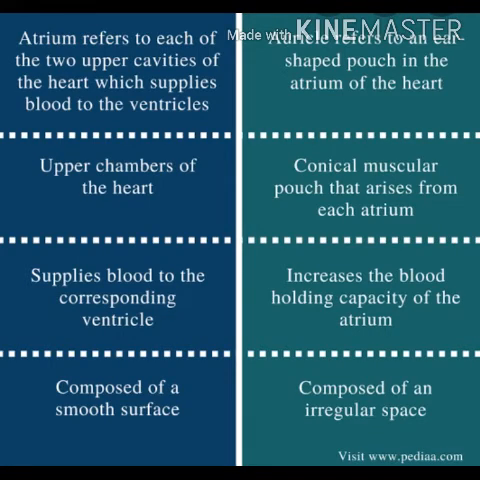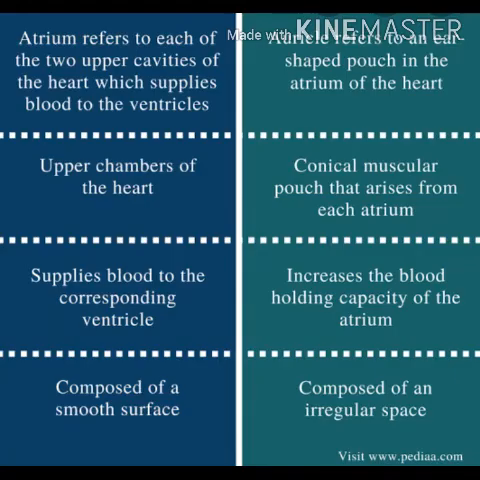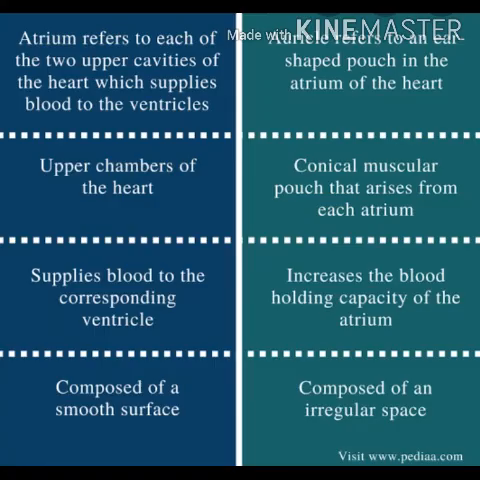In terms of function, the right atrium receives deoxygenated blood from body parts via the superior and inferior vena cava. The left atrium receives oxygenated blood from the lungs via the pulmonary vein. Among the ventricles, the right ventricle pumps deoxygenated blood to the lungs via the pulmonary artery, and the left ventricle pumps oxygenated blood to different body parts via the systemic aorta. This is how we can explain the differentiation of atria and ventricles and their functions.